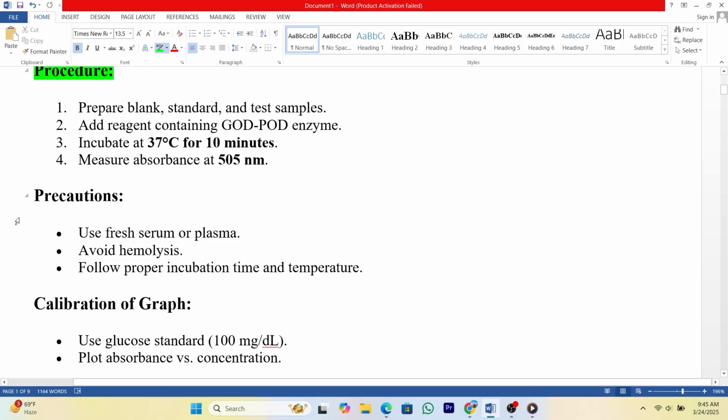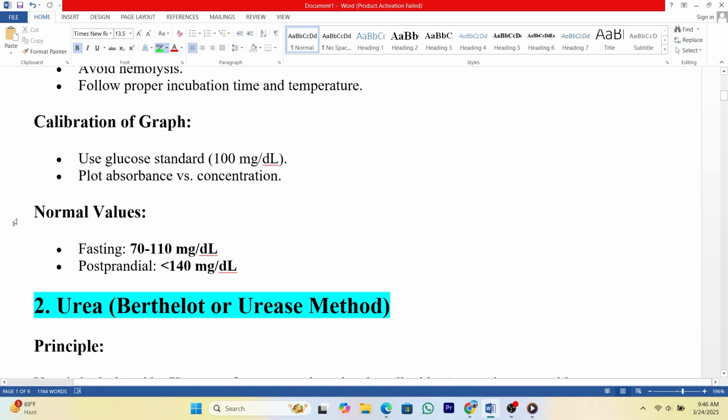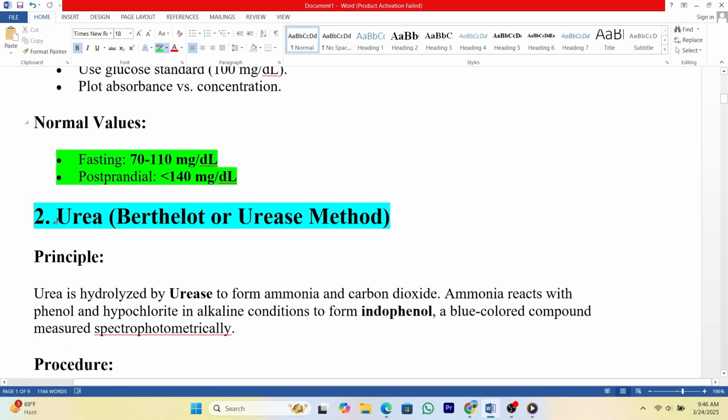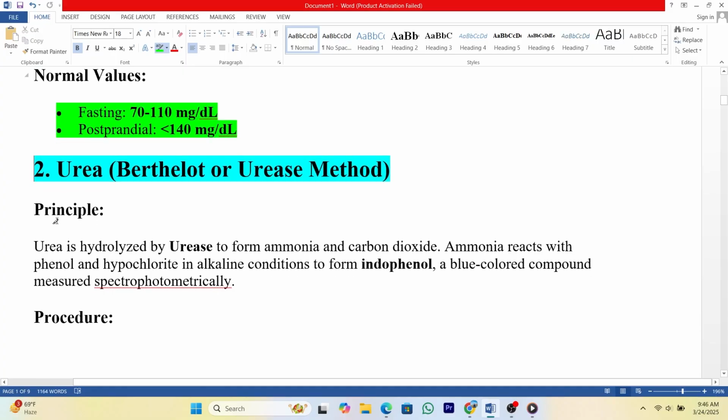Calibration of graph. Use glucose standard, 100 mg/dl. Plot absorbance versus concentration. Normal values. Fasting, 70 to 110 mg/dl. Postprandial, 140 mg/dl.